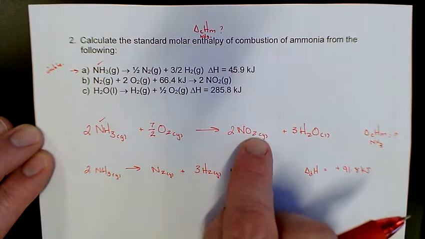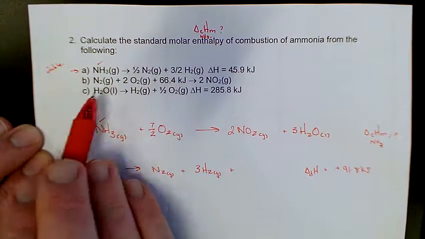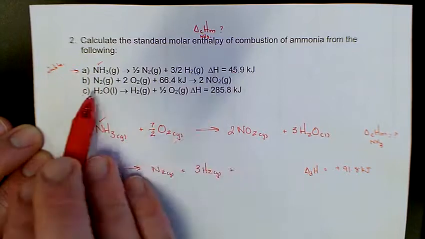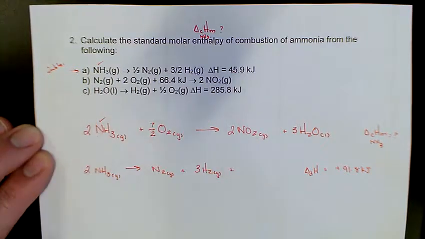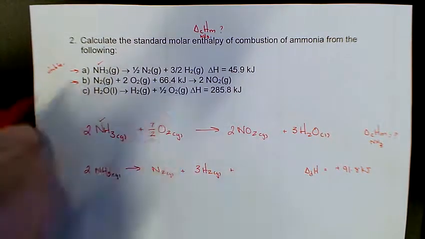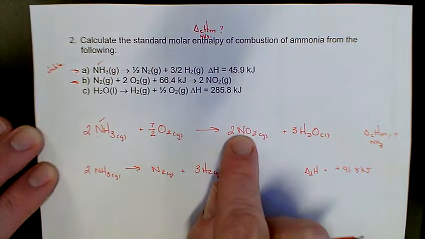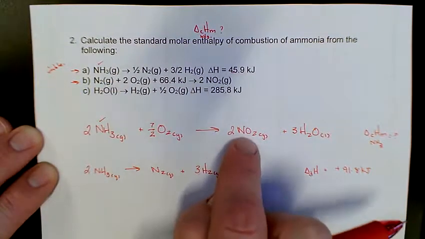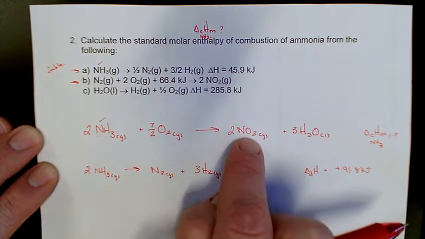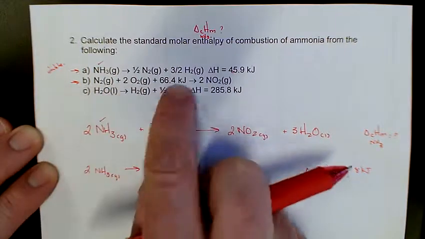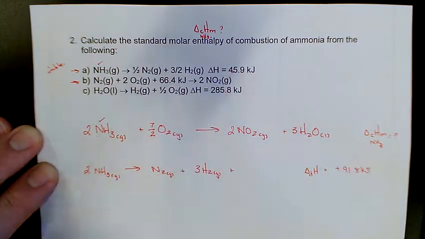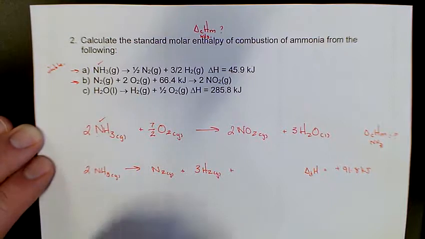Let's move over to nitrogen dioxide. I don't see it in A. Oh, there it is in B. Okay, and then of course, I don't see it in C. So I'm going to have to use equation B to put in my nitrogen dioxide. My target equation has 2 moles of nitrogen dioxide as a product. My source equation has 2 moles of nitrogen dioxide as a product, which means the amount is correct and it doesn't require any flipping. So I just have to write it as is.